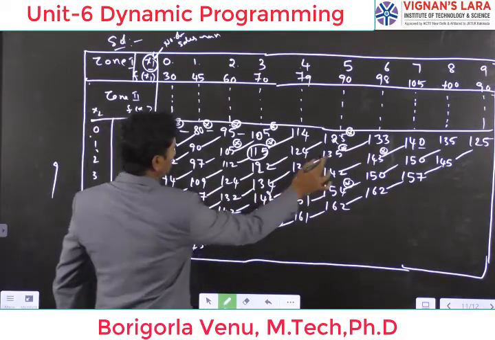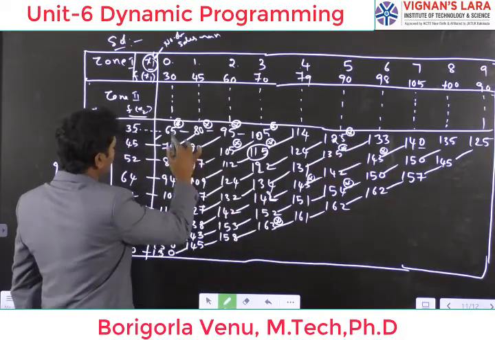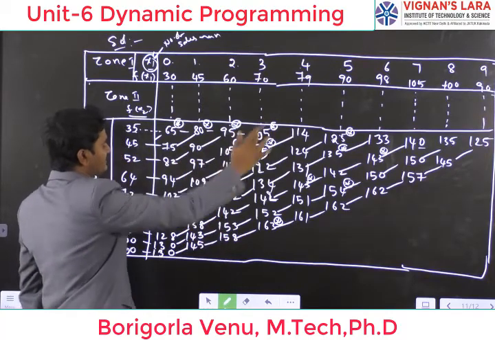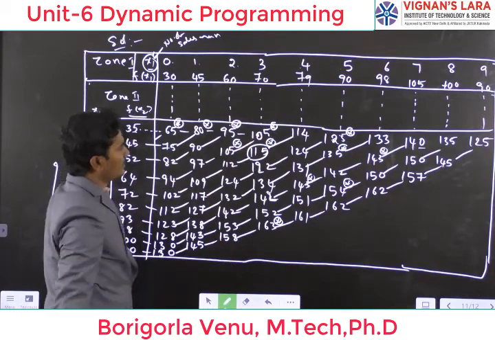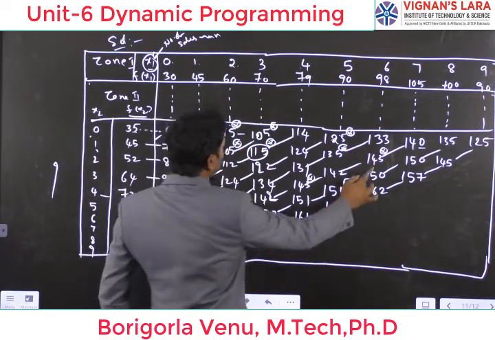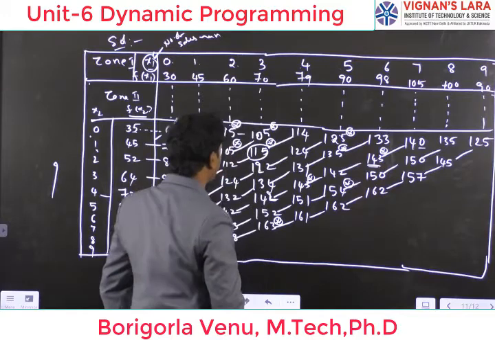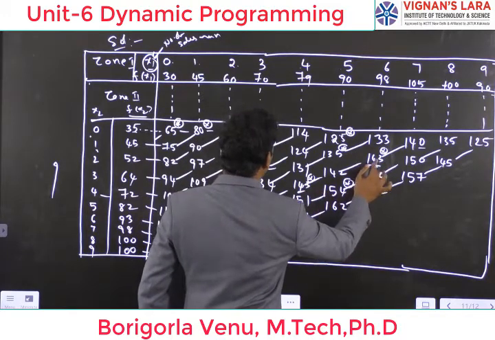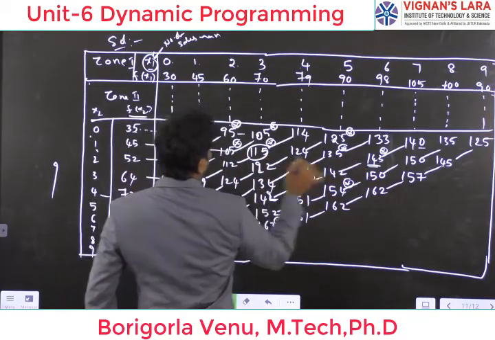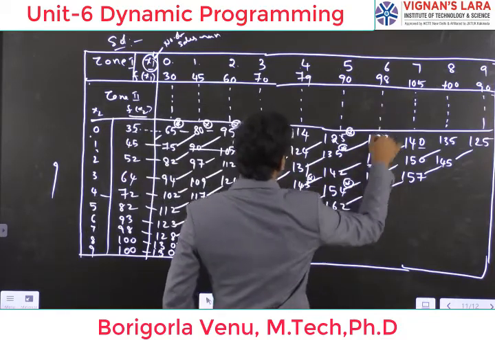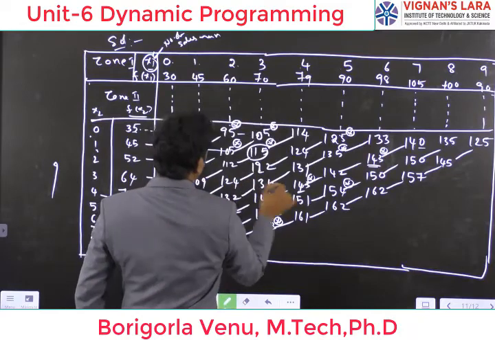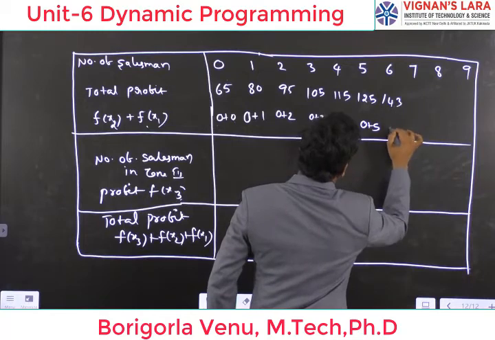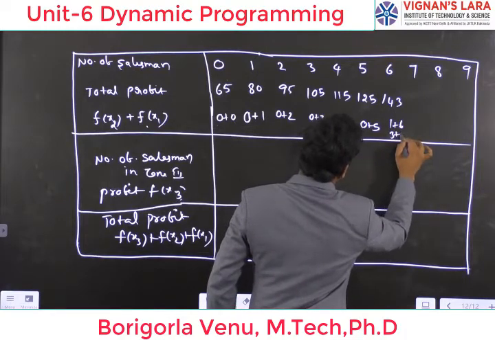Next, the sixth one. These are the routes: first route, second route, third, fourth, 5, 6, 7, 8, 9, 10. So total 10 salesmen are there, and we obtained the 10 routes. Coming to the sixth route, what is the maximum value? At the sixth route, 143 is the maximum. Here we have 143 in two places: the first at 1 plus 6, and the second at 3 plus 4.